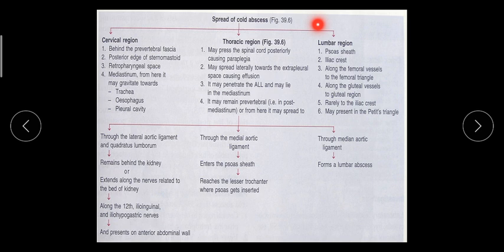Spread from the lumbar region, it can form the psoas abscess, it can form swelling at the iliac crest, that is in the Petit's triangle. Along the femoral vessels it can reach even up to the thigh. It can form a gluteal abscess and it can reach the iliac crest and the Petit's triangle.